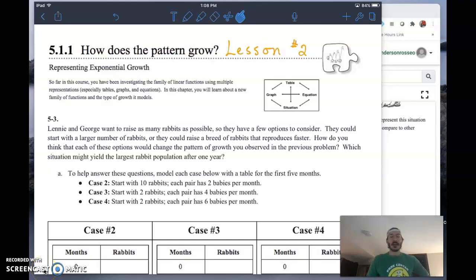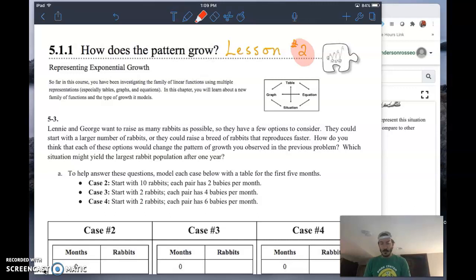We're in our CPM textbook in section 5.1.1. It is the second lesson for this section. So if you did not watch the first one already, you're going to want to go ahead and make sure you've done that. Back up, make sure you've done that. Otherwise, the context may not make a ton of sense today.